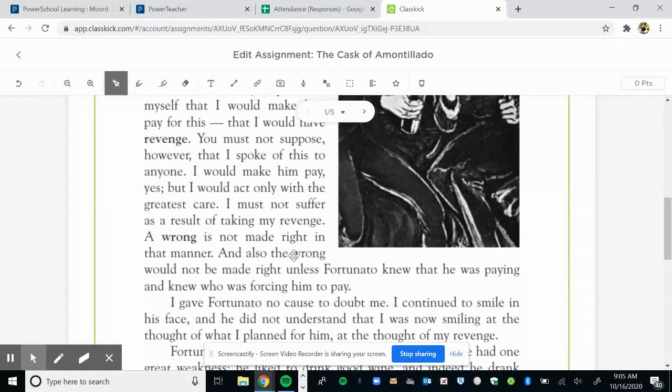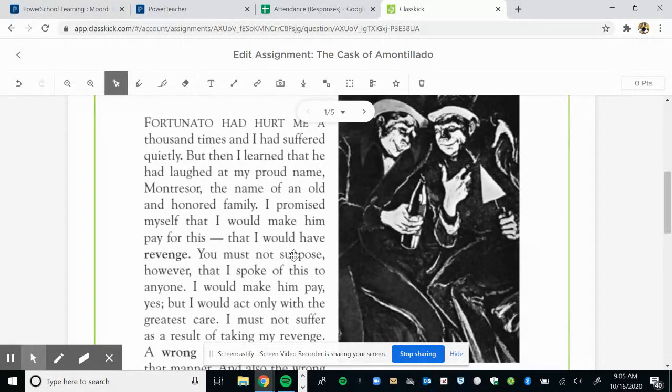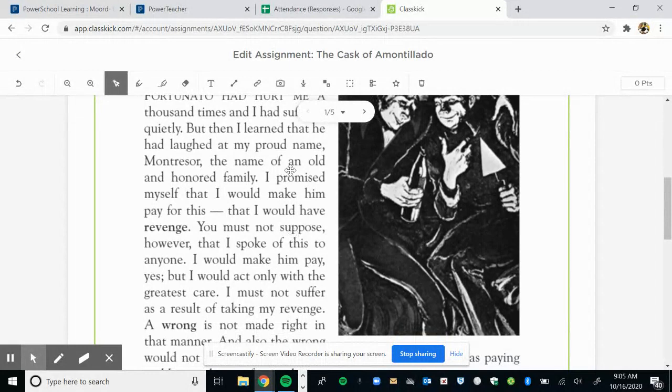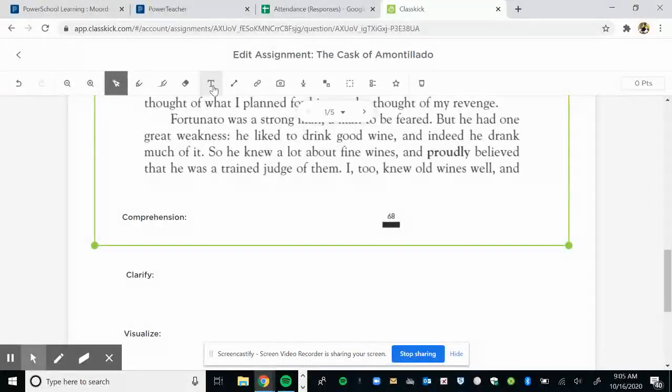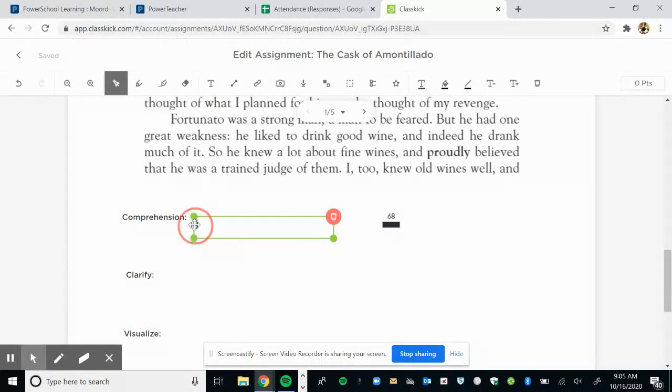A good question that we could ask is, why does Montresor want to get revenge against Fortunato? We can see right here that he had laughed at the proud name of Montresor. So I'm going to put in another text box and ask my comprehension question: Why did Montresor want to get revenge against Fortunato?